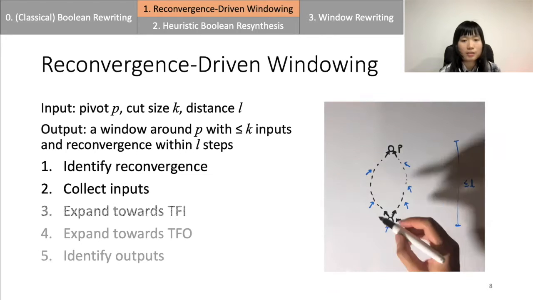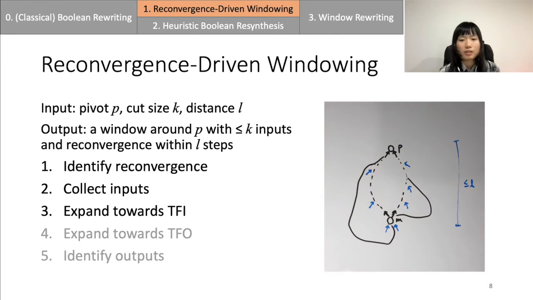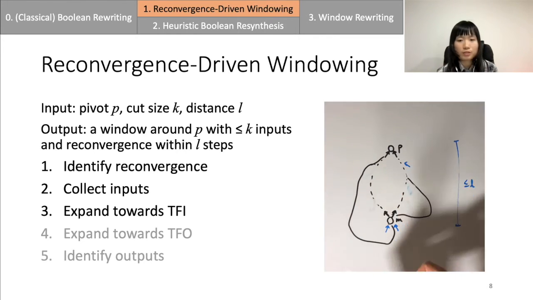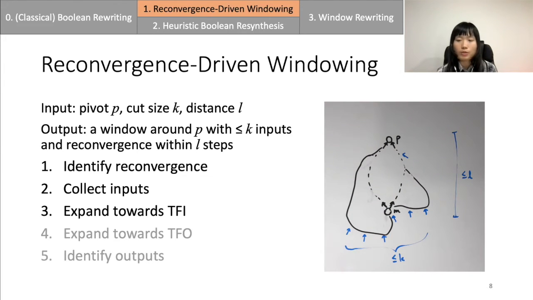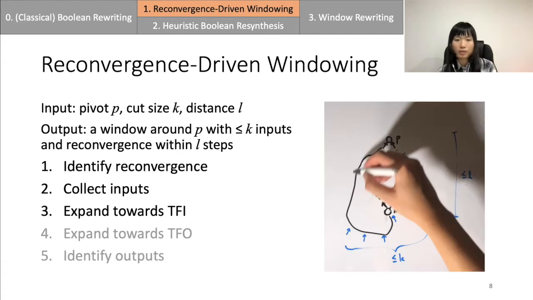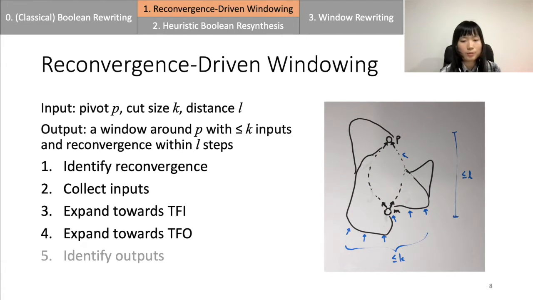If the support size is not larger than k, then we can expand towards transitive fan-in to try to include more nodes in the window without exceeding the limit of at most k inputs. And we also try to expand towards the transitive fan-out to collect those nodes which are completely supported by the window nodes. Finally, we identify the window outputs, which are the nodes with fan-out outside of the window.